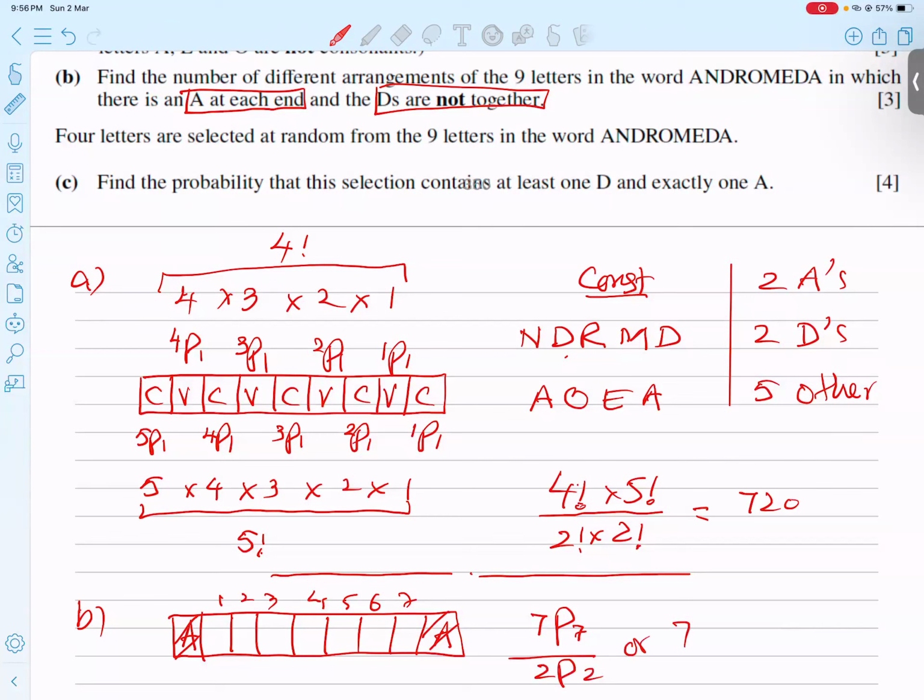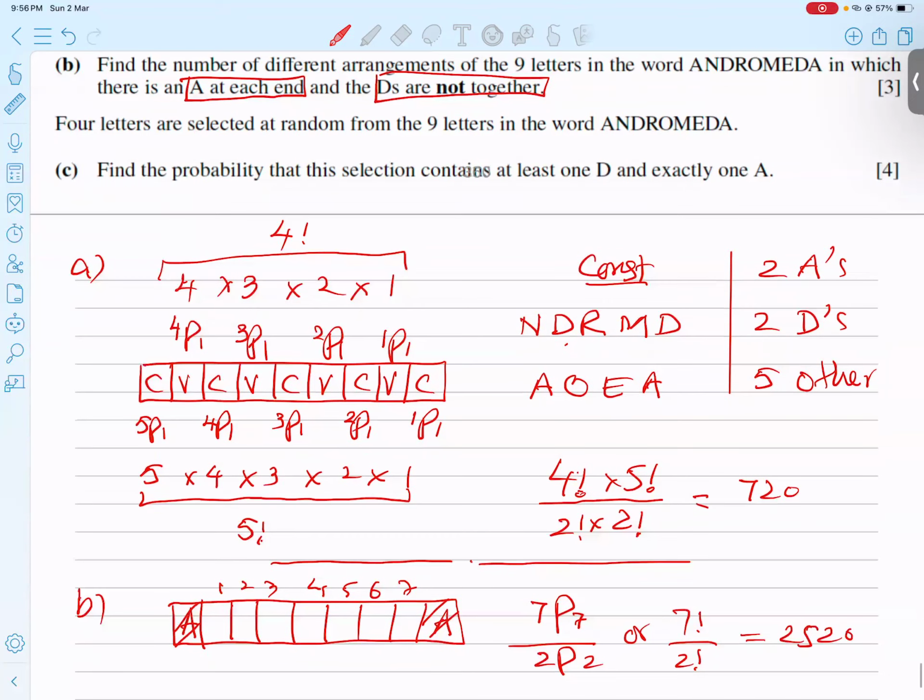Or I can write 7 factorial by 2 factorial. We can check in the calculator. So 7 factorial by just 2, we got 2520. But students, one thing is very clear.